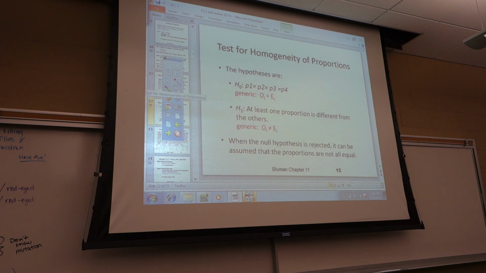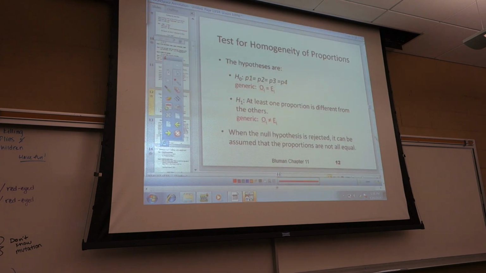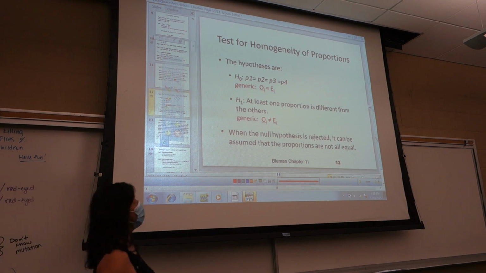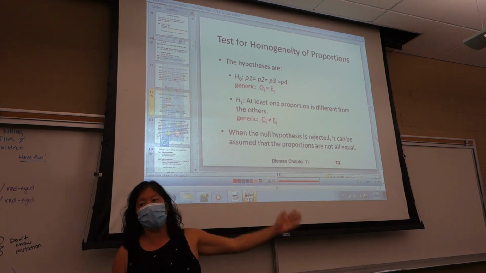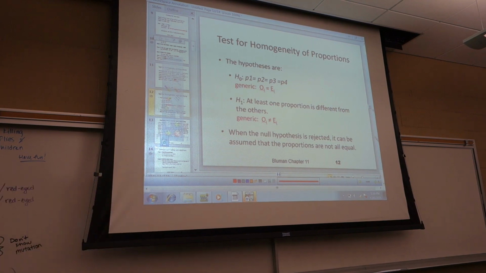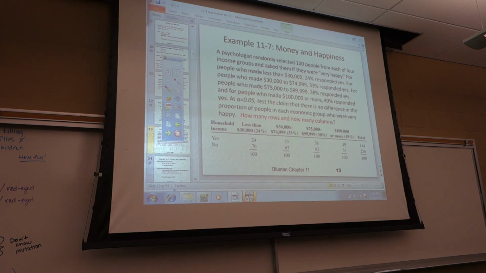The only difference is that for hypotheses, you're going to be using proportions are the same, so P1 equals P2 equals P3 equals P4, however many proportions you have, and then H1 is at least one differs. But again, generically, you just use O sub I equals E sub I, or O sub I is not equal to E sub I. So I think next what we should do is maybe go over the quiz part, and then I'm going to have you do this example. I'll have you work on this problem after that.